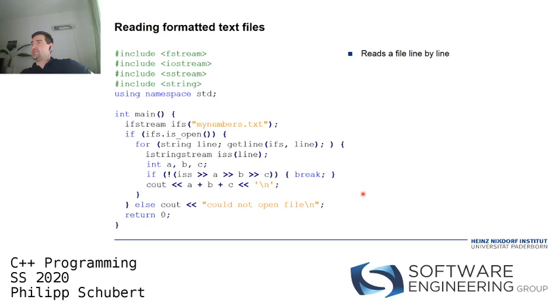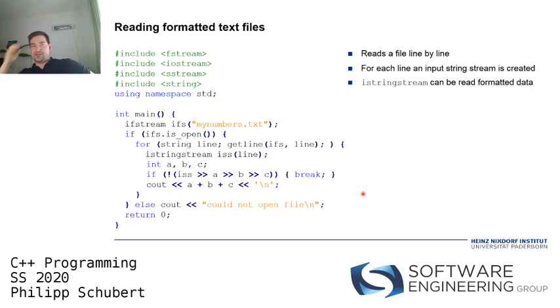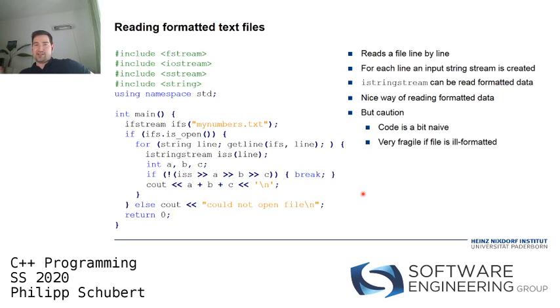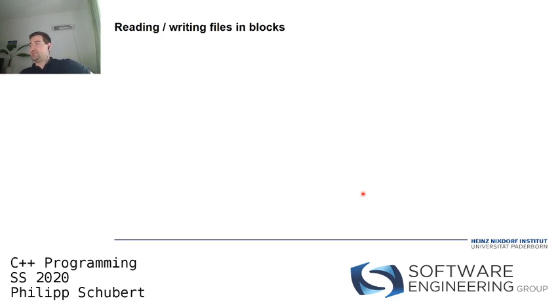So again, what does that code do? It reads the file line by line, and for each line an input string stream is created. The input string stream can then be used to read formatted data. Here we just assume that each line of that file contains 3 integers. It's a really nice and convenient way to read formatted data. But be very careful here. We haven't done any error handling, so that is really rather naive. It's very fragile if the file that we give that program is ill formatted. So you would need additional error handling, but this should just be a small example here, of course.